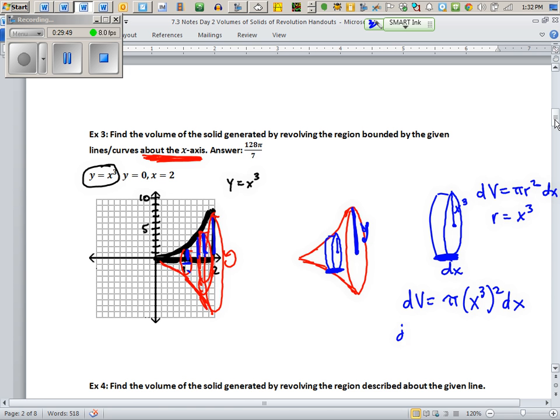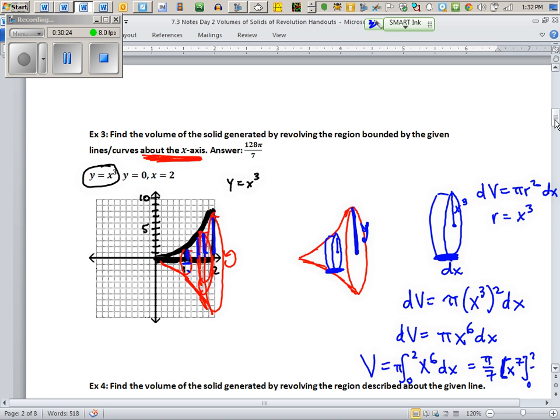So your differential volume is pi x to the sixth dx, and this is really easy to integrate. Now you can see why there's a 1/7 in the answer, right? All right, so if you integrate the left side, you get V. If you integrate the right side, you're doing that between 0 and 2. You can leave the pi out front, but there is an x to the 6th here. So you basically get pi, I wrote x, I meant to write pi over 7 x to the 7th, evaluated between 0 and 2.